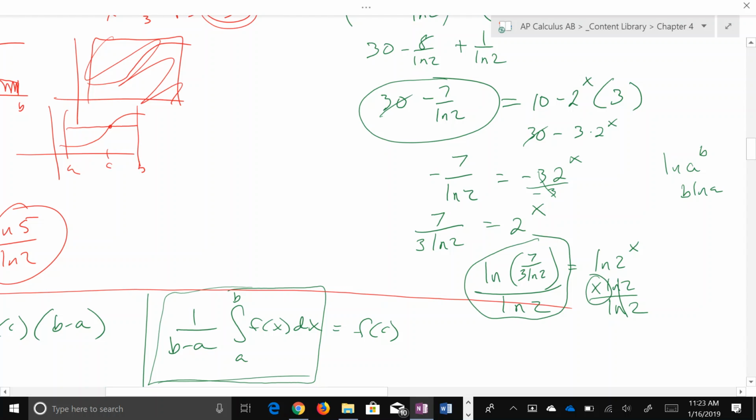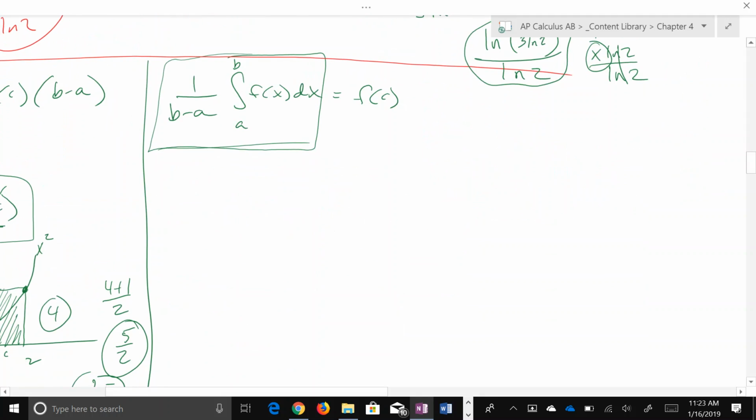I like this ln stuff. Yeah, ln's are fun. And it's not even natural. Is it natural log? What? Isn't ln natural log?